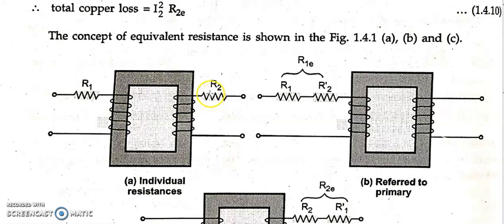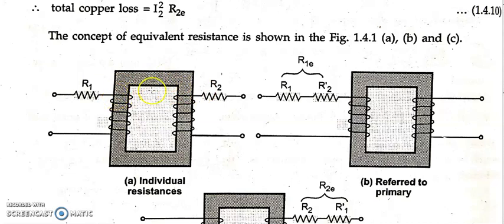R2 is present in the secondary. Now I'm going to refer it with respect to the primary, so I'm going to transfer it to this place. Then it will become R2 dash. By doing so, we are not going to affect any of the values. All calculations will be correct and proper. We are not hurting any mathematics. Everything will be fine. So you can transfer R2 to here.